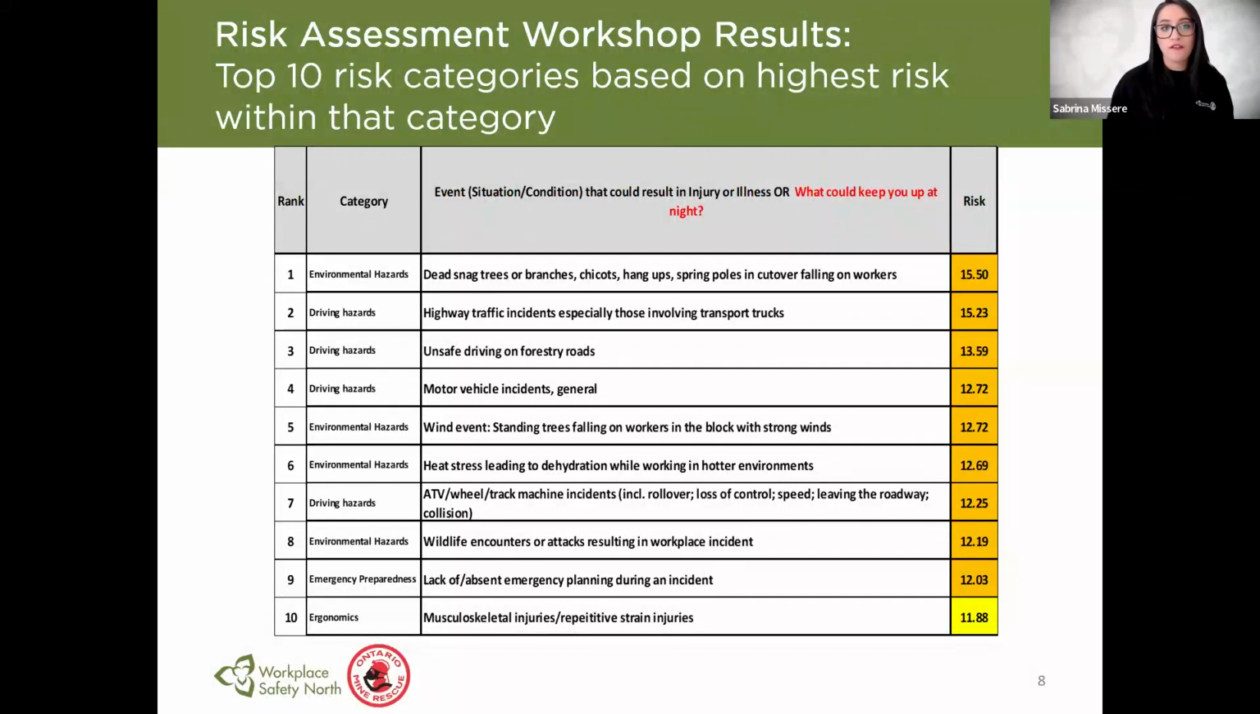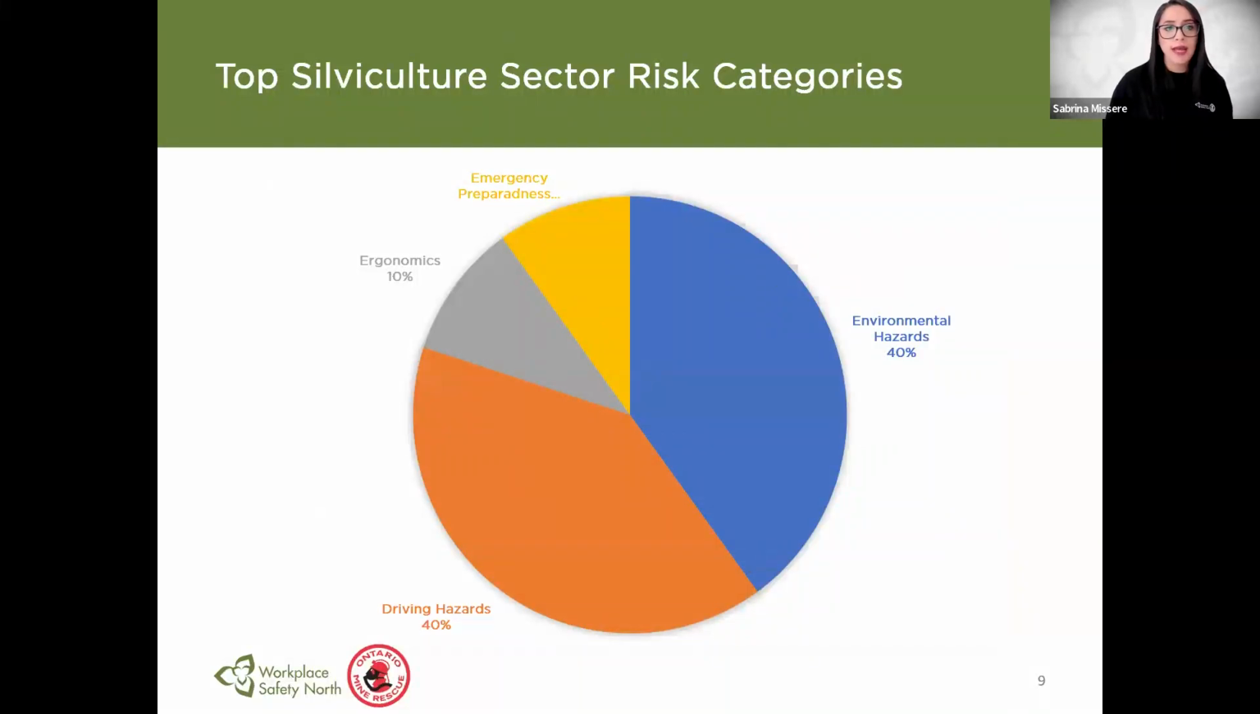Breaking it down a little further into the pie chart that you're going to see up on the screen, I mentioned that both driving related and environmental hazards made up most of the top 10, and you're going to see it here. So both making up 40% each. And I don't want to lose sight, there was mention of ergonomics and then of course emergency preparedness, both taking up 10% each as well.